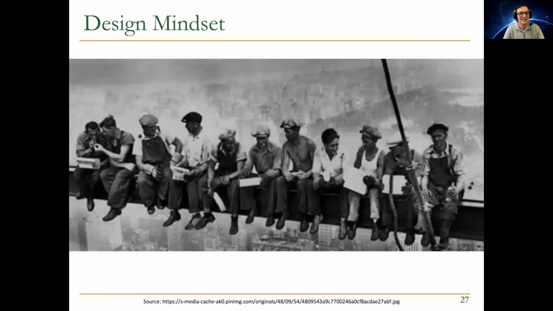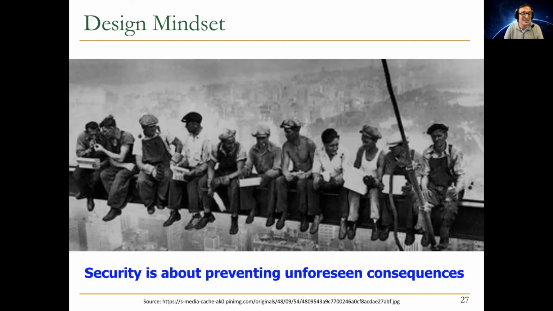So basically, this is the design mindset. These folks are constructing New York after the World War, and they're happy right now. But if there's a security attack on the road they're sitting on, they will not be happy in the next minute, right? I will argue that a good mindset is thinking of security as preventing unforeseen consequences in the system. This is a very broad definition of security, in my opinion, but I like this definition because whenever you're a designer, security is a critical issue.